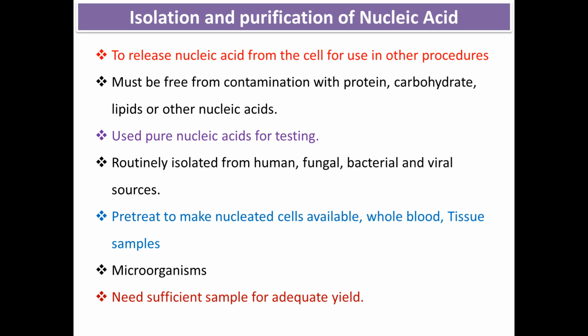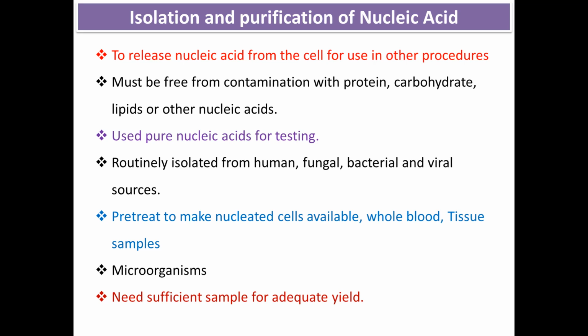To release the nucleic acid from the cell using any procedure, it must be free from contamination with protein, carbohydrate, lipids, and other nucleic acid, because we have all these things in the cell. This process is used to get pure nucleic acid for testing. So we need a pure nucleic acid, removed from the carbohydrate, protein, and other debris in the cell.